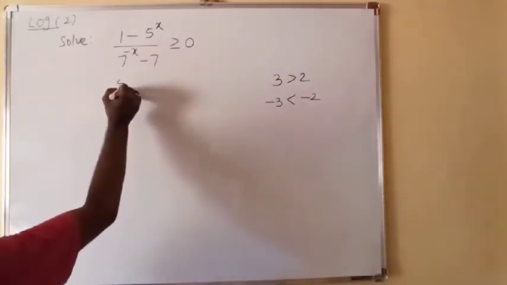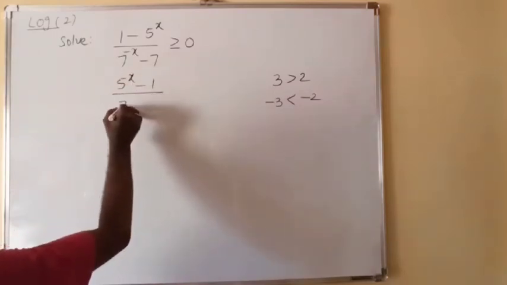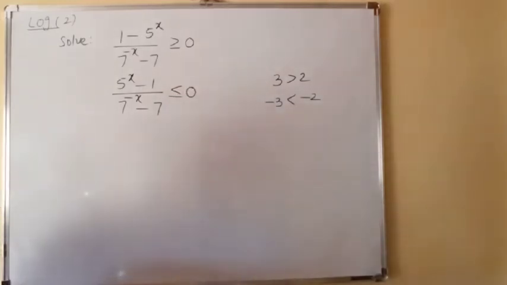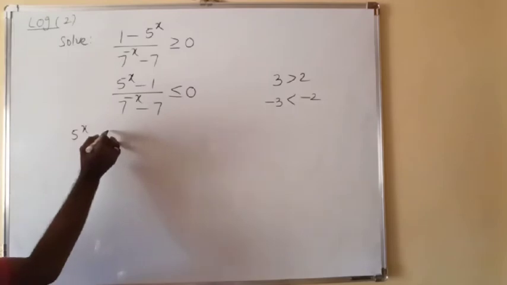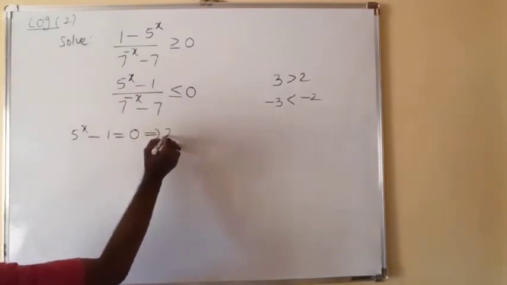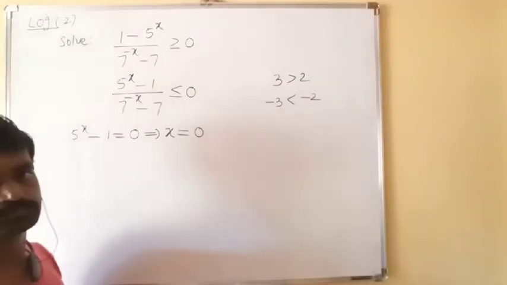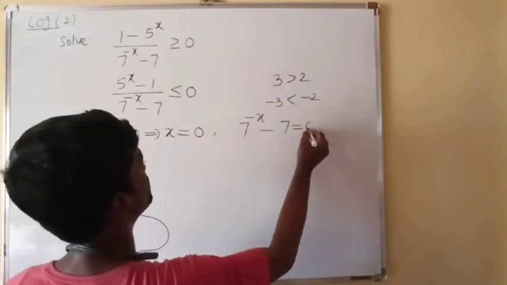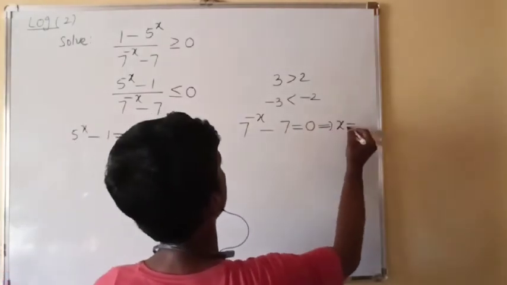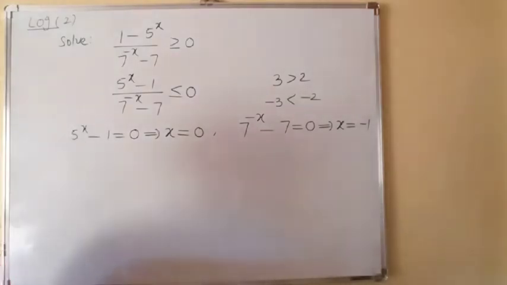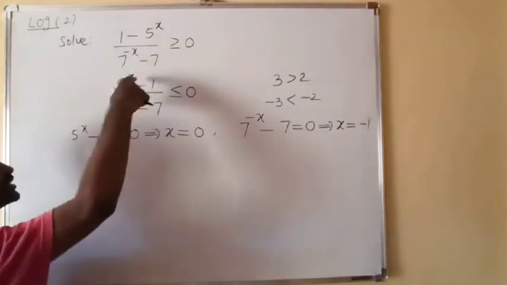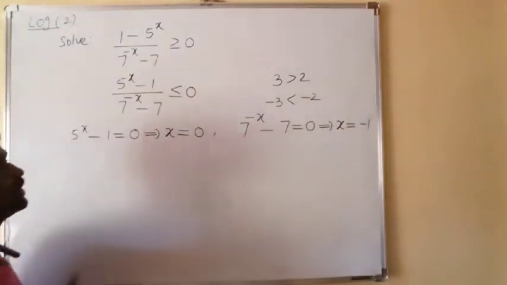So then this can be written as (5 power x minus 1) by (7 power minus x minus 7) less than or equal to 0. So clearly the numerator 5 power x minus 1 will be equal to 0 when x value is 0. Correct? And clearly the denominator 7 power minus x minus 7 is equal to 0 only when x value is minus 1. So numerator will be 0 when x value is 0, denominator will be 0 when x value is minus 1. So at this point this total function is 0. At this point the function is not defined.